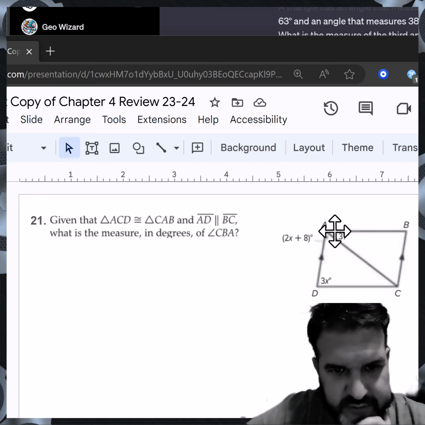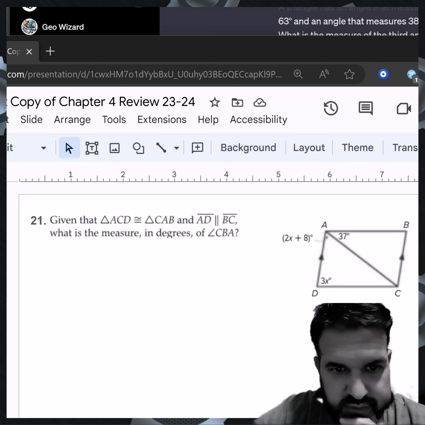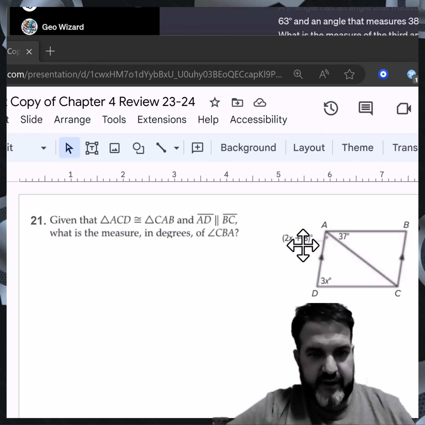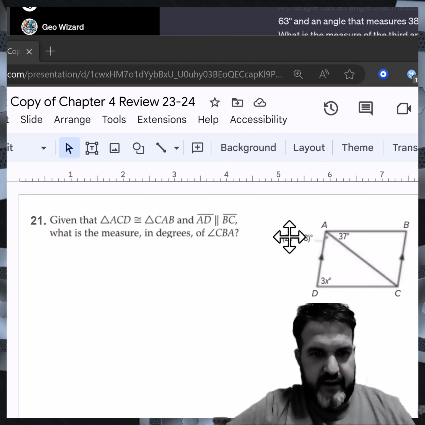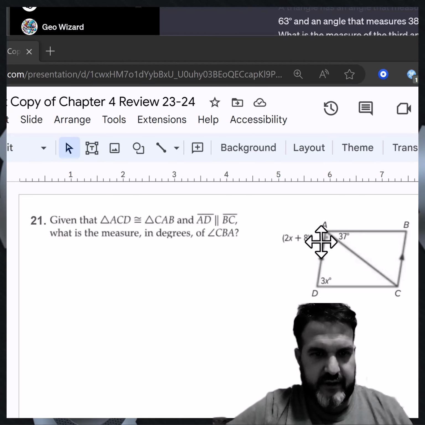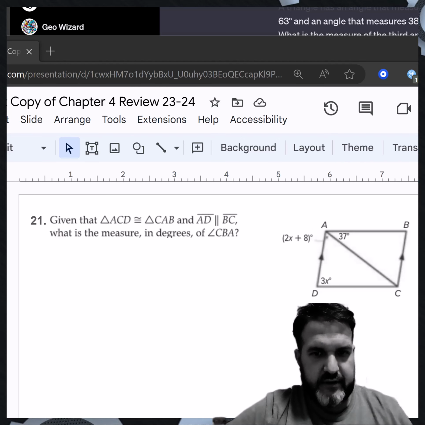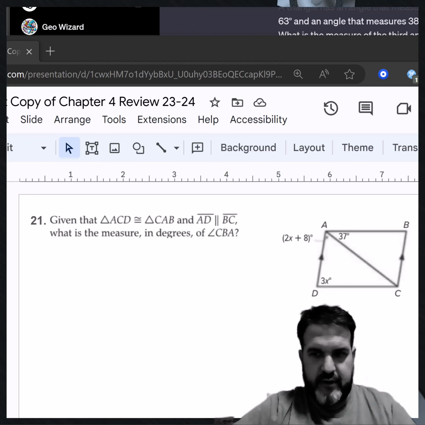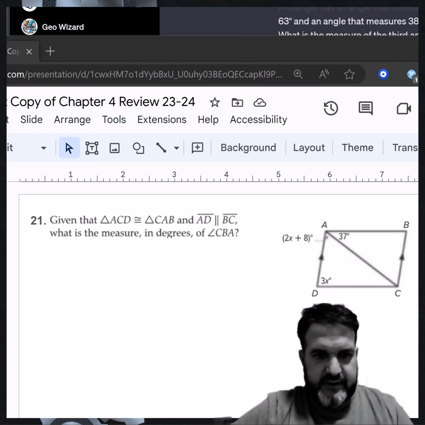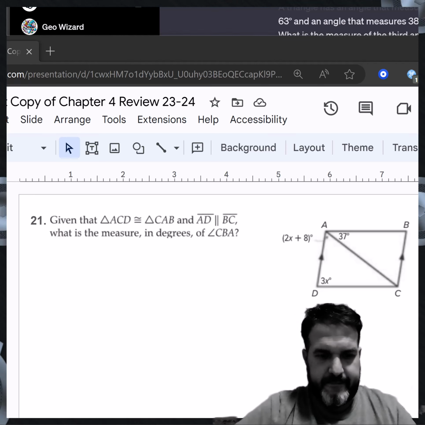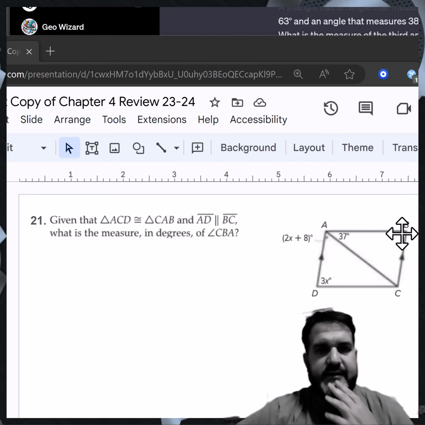CBA. So that's pretty simple. So this plus this, so it's going to be 3x plus 2x plus 8 basically becomes 2x plus 8 plus 3x plus 37 equals 180. 2x plus 3x is 5x. 37 plus 8 is 45. 180 minus 45 is 135 divided by 5. It's going to be 27. 27 times 3 is 81. So this degree is 81. Okay, let's take a look at what it's going to do.